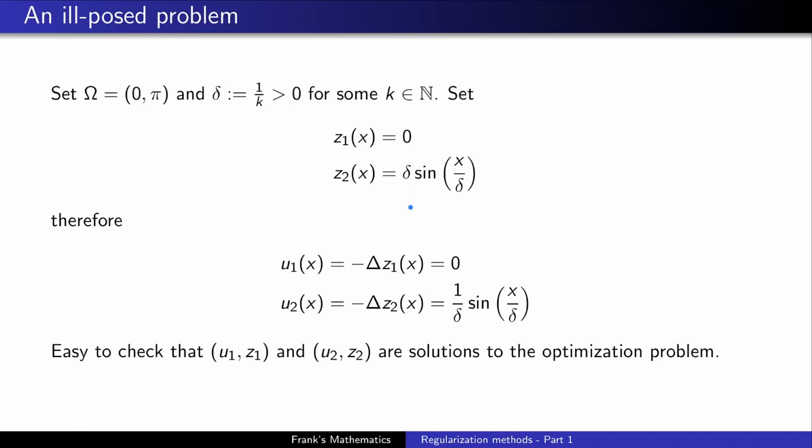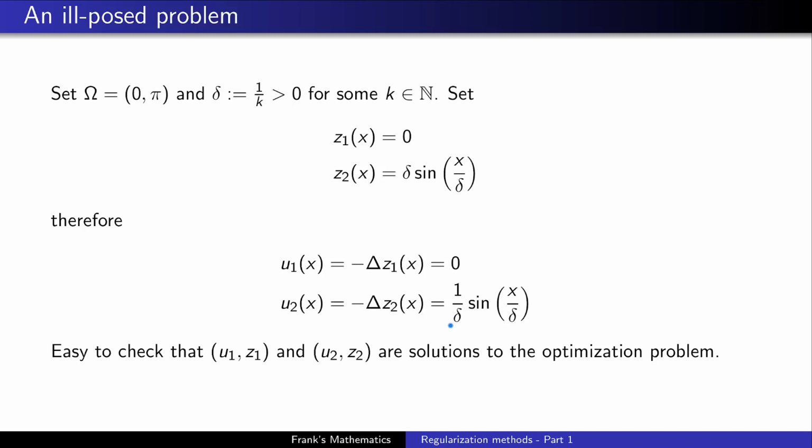We just checked that the optimal solutions for this given input u1 and u2 are just the second negative derivative, which happens to be 0 and 1 over delta times sine of x over delta. So let's take a look at u2 and z2. Here we had that the amplitude goes to 0, while here the amplitude goes to infinity. And this will now show us that number 3 is violated.